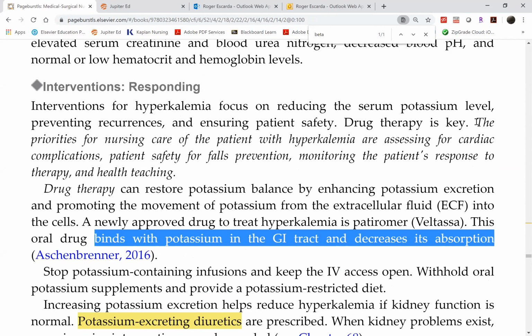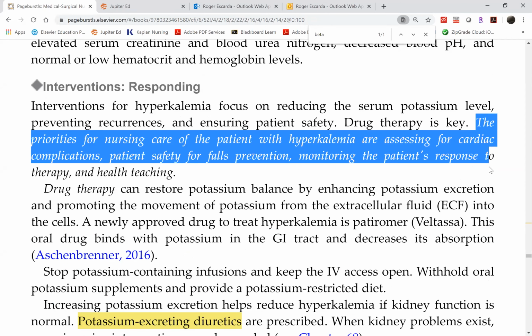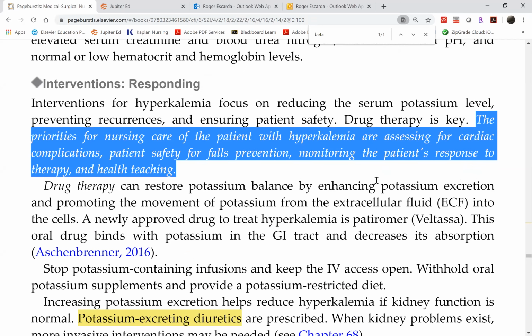And please read this on your own. So same as hypokalemia, we still put the patient on a cardiac monitor, because just as it was hard to increase potassium, it can also be hard to eliminate it. However, there's an option to shift it.